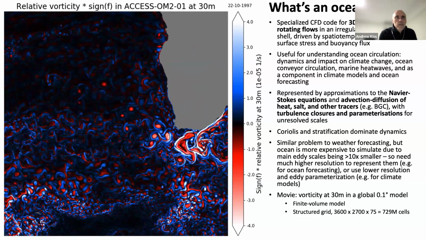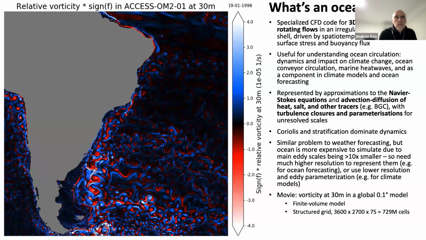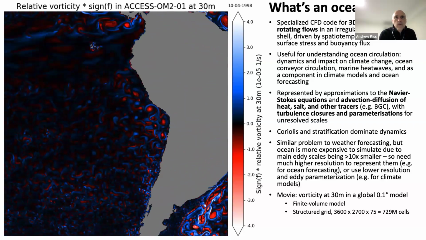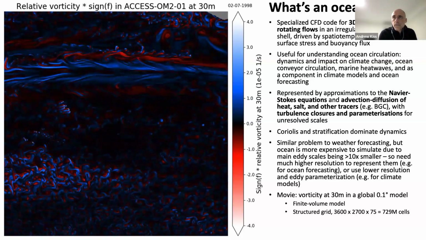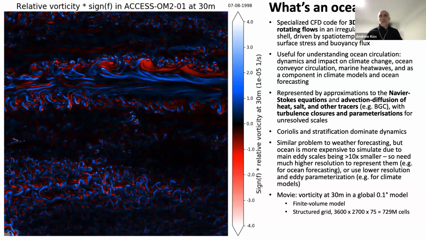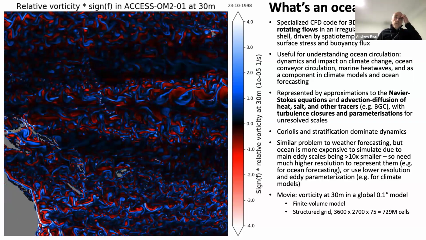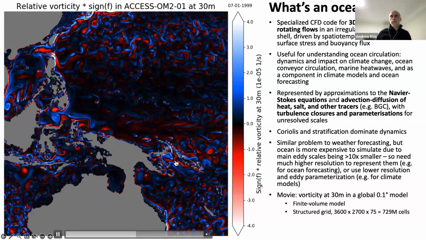So here's a movie. This is going around the Earth, and you're seeing here all the eddies that are showing up in the ocean. So this model is what's called an eddy resolving model. So it can resolve the largest of the eddies in the ocean. So this model is actually quite similar in a lot of ways to a weather forecasting model, but it's been set up to deal with the ocean in particular.